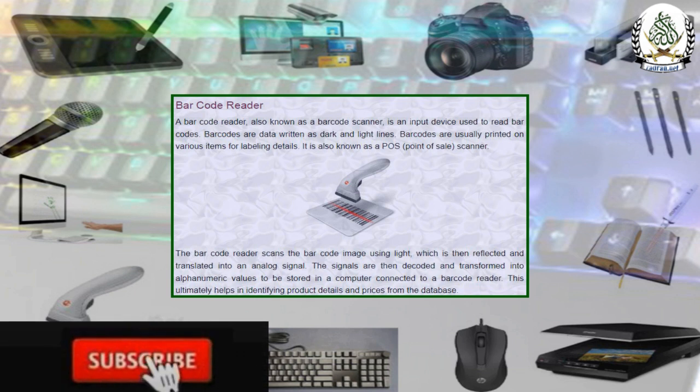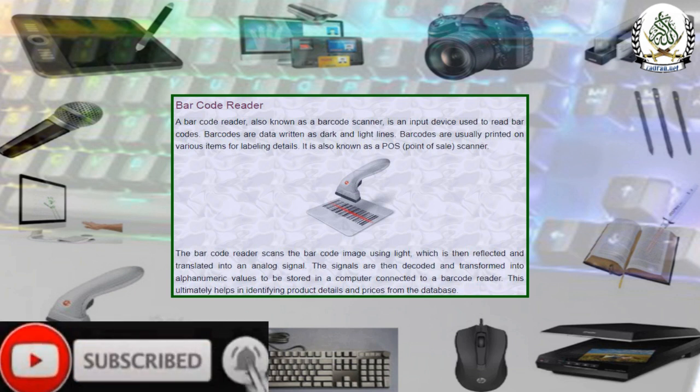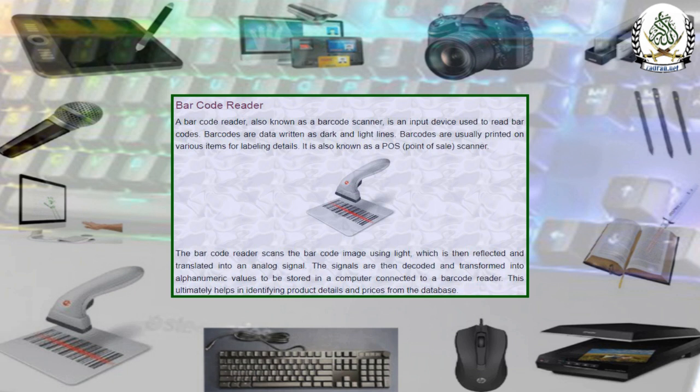The barcode reader scans the barcode image using light, which is then reflected and translated into analog signals. The signals are then decoded and transformed into alphanumeric values to be stored in a computer connected to a barcode reader. This ultimately helps in identifying products, details, and prices from the database.